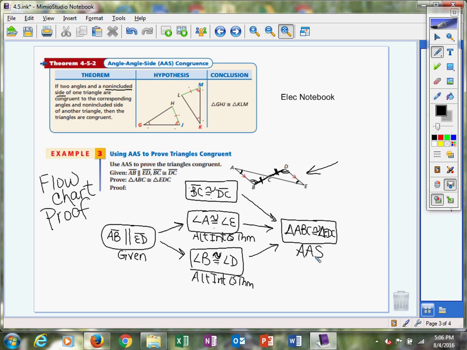All right, if you guys have any questions on that, let's mark it. Of course, that's not the only way to do a proof, but it's one way. It's how your book showed it, so that's why I showed it that way, just to not let you forget about flowchart proofs. And write down any questions you have.